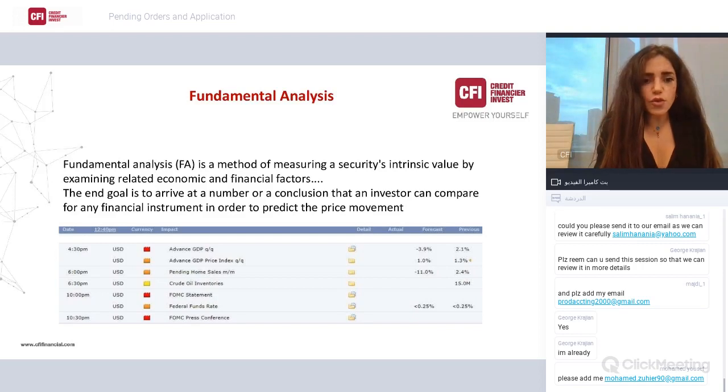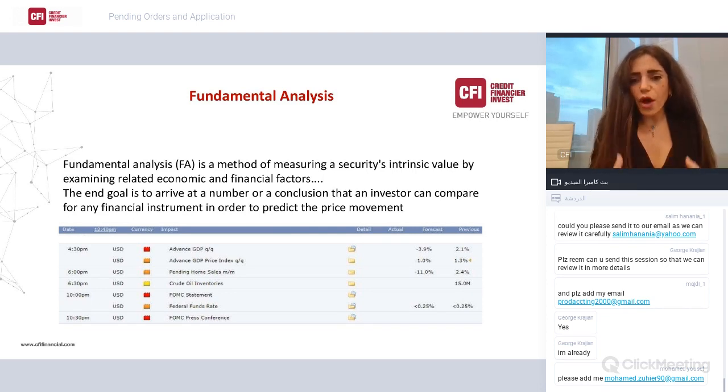So in this case, you will know that if the actual GDP number came close to the forecast, 3.9, it's going to be bad. It's going to be heavy on the dollar. It will weigh on the dollar.